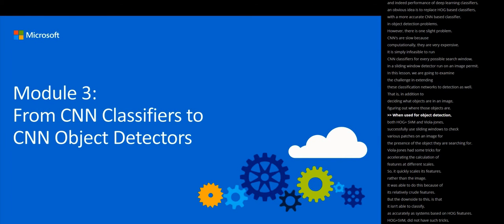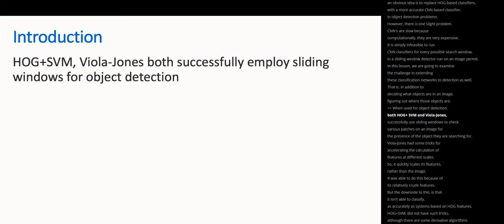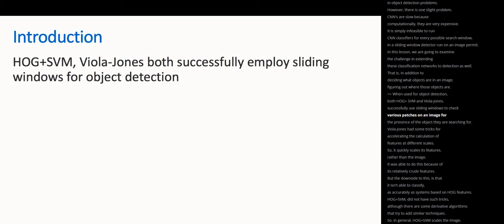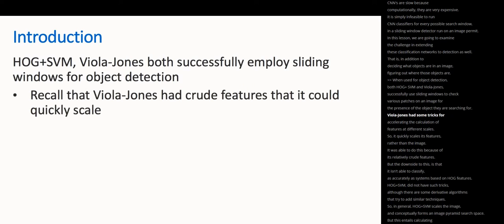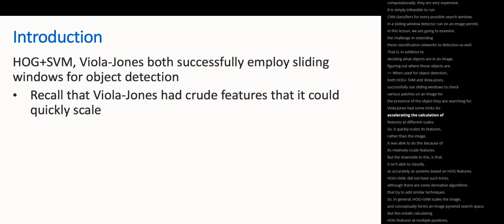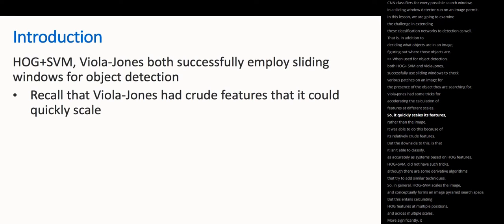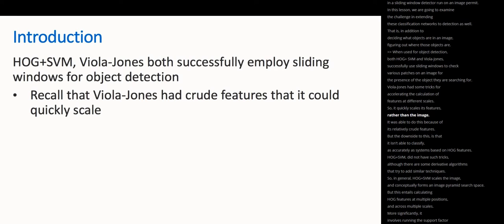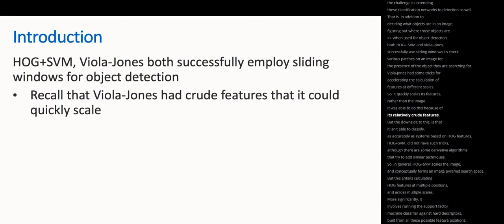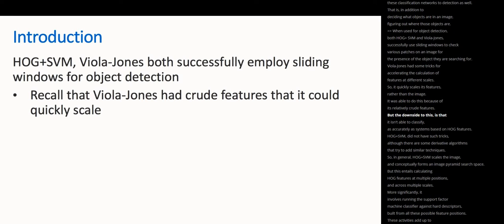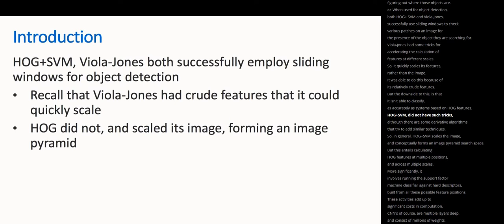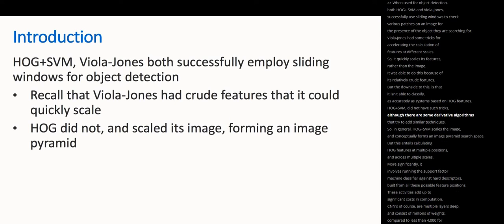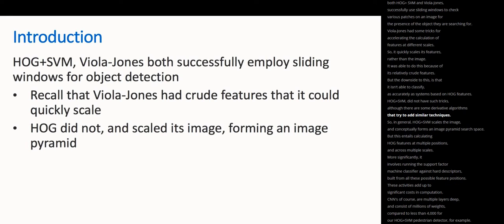When used for object detection, both HOG-SVM and Viola-Jones successfully use sliding windows to check various patches on an image for the presence of the object they are searching for. Viola-Jones had some tricks for accelerating the calculation of features at different scales, so it quickly scales its features rather than the image. It was able to do this because of its relatively crude features, but the downside to this is that it isn't able to classify as accurately as systems based on HOG features. HOG-SVM did not have such tricks, although there are some derivative algorithms that try to add similar techniques.